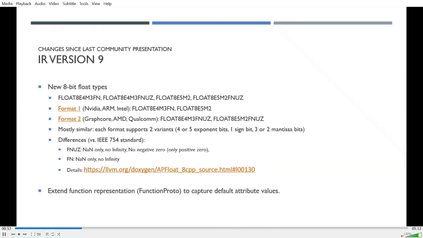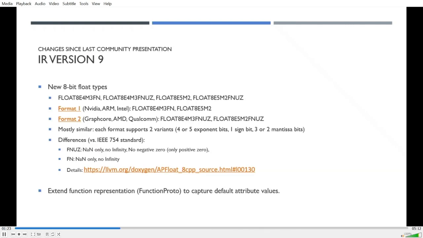The differences relate to special values. In particular, 3 of these formats do not support infinity values, but they all support the NaN value. Further, 2 of these formats do not support a negative zero and instead use that bit pattern to represent the NaN value. You can find more information about these formats in the links shown in the PowerPoint.